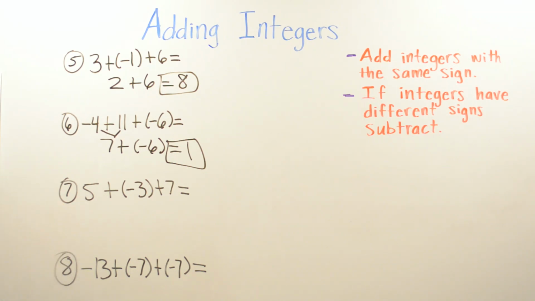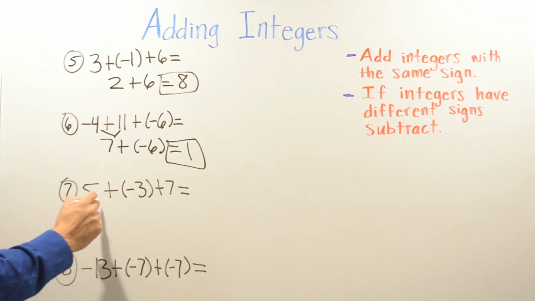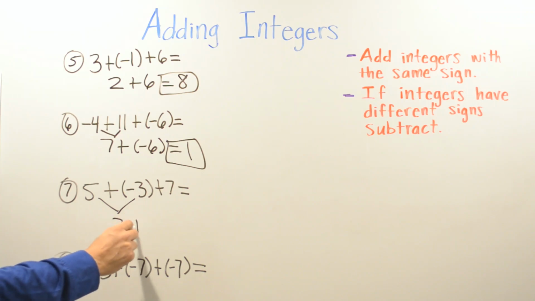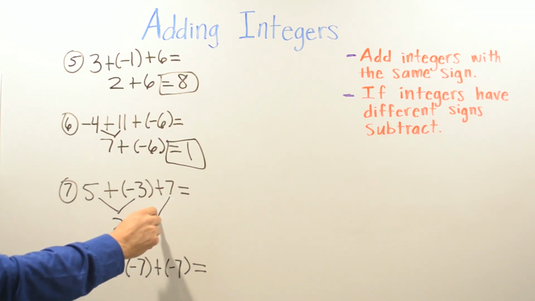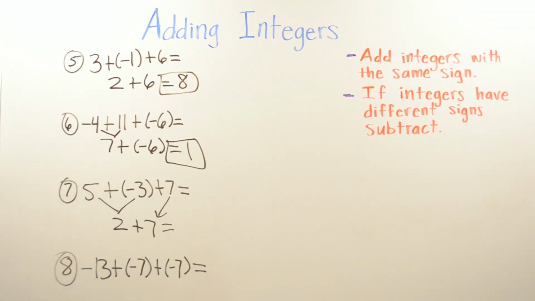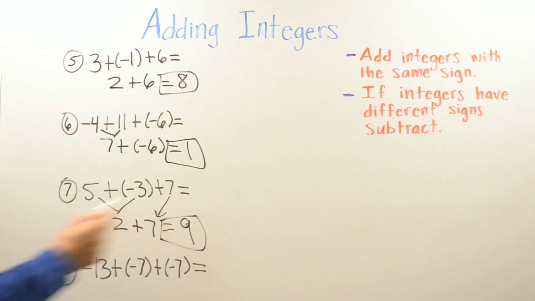Okay, for problem number 7, we got 5 plus negative 3, which is going to be 2 plus 7. Bring down the 7. That's 2 plus 7. Two integers that are the same. We just go ahead and add, and it's going to be 9. So our answer for number 7 is 9.